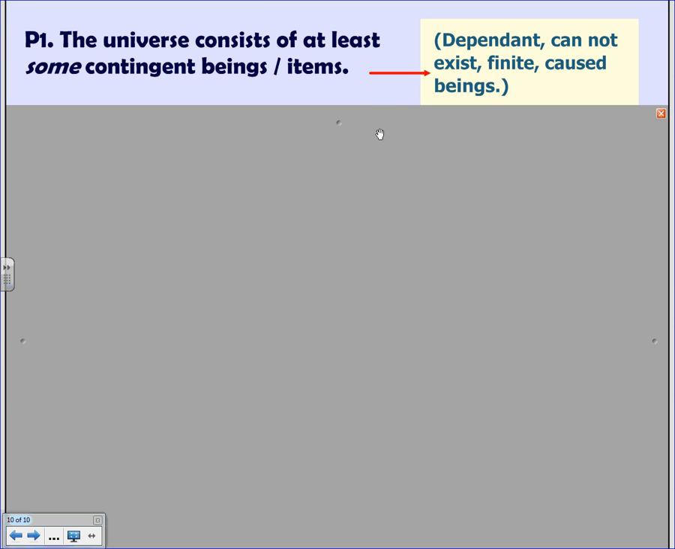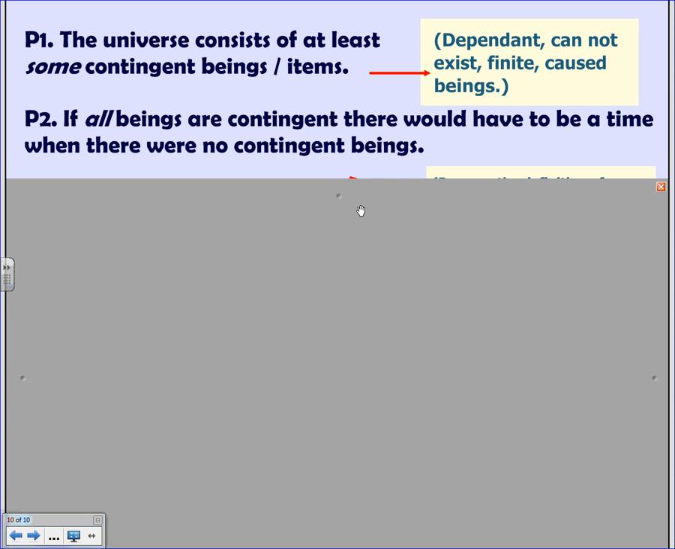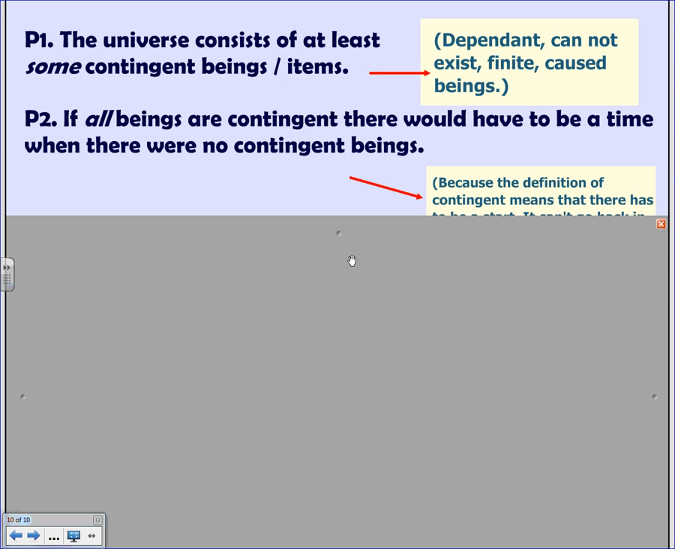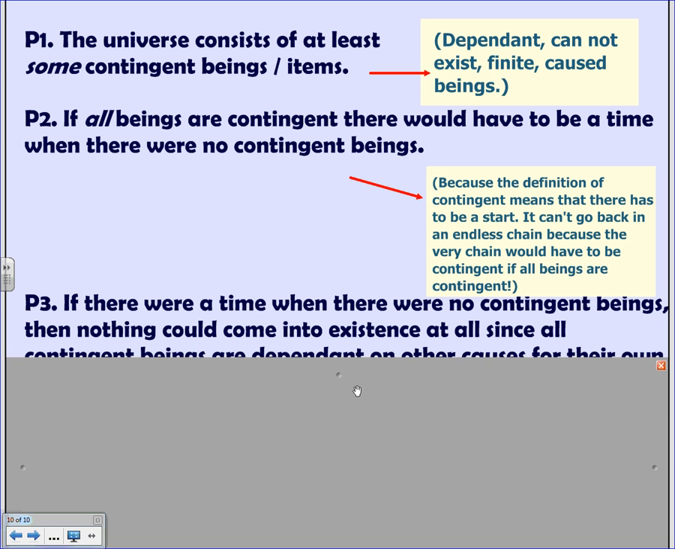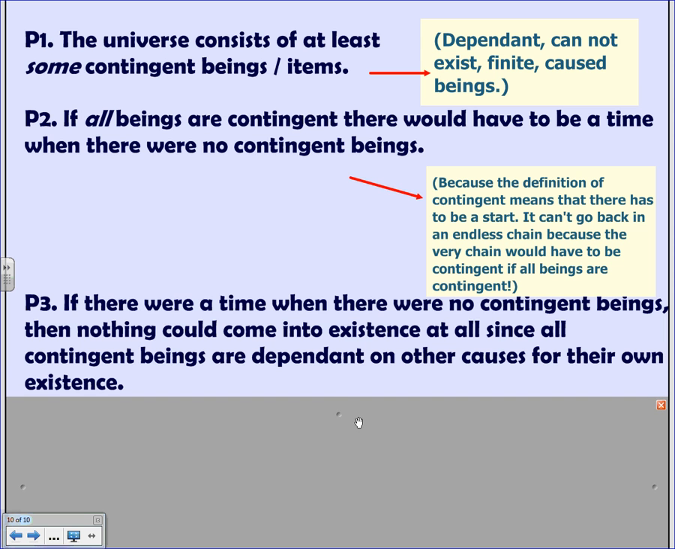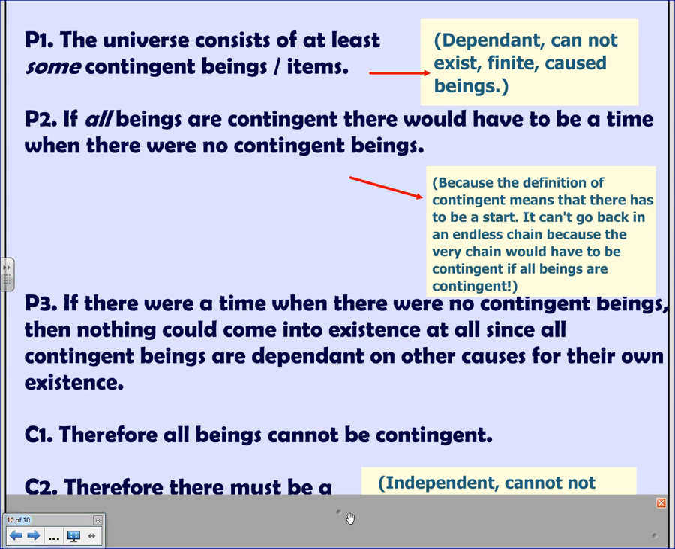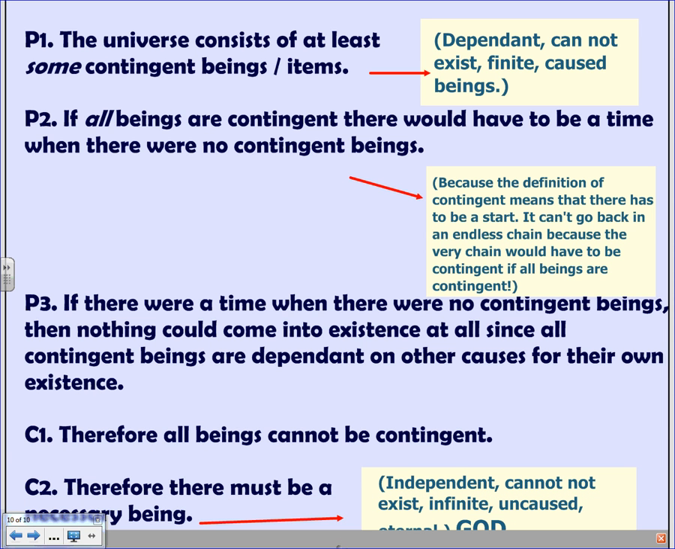So, we can say then that the universe consists of these contingent items, that if all beings were contingent, then there would have to be a time when there were none. If there were a time when there were no contingent beings, then nothing could come into existence, because all contingent beings are dependent on others for their own existence. Therefore, there must be some kind of necessary being which is independent, cannot not exist, is uncaused and eternal. And for want of a better word, we're going to call that God.